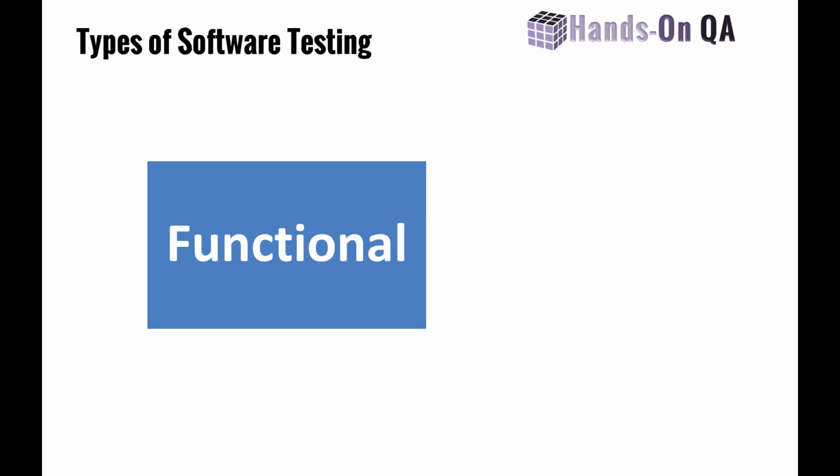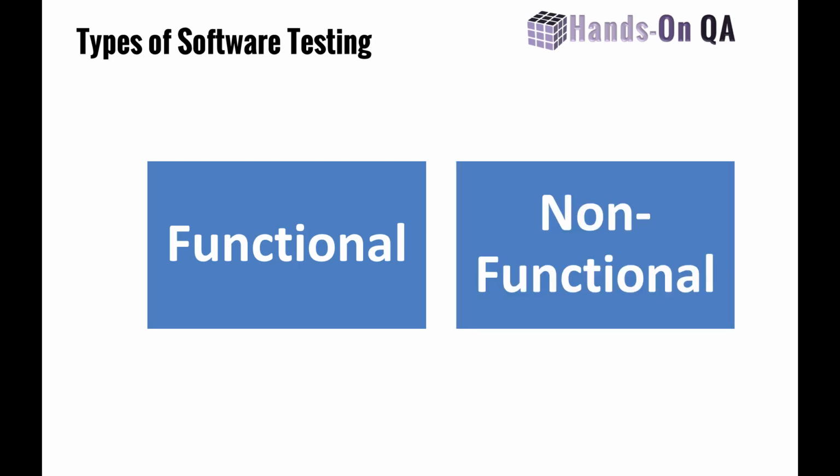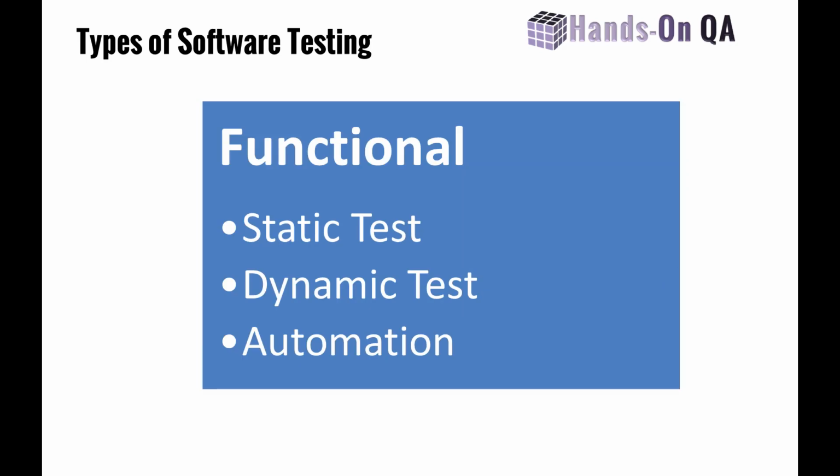The functional test means that you have to test what the software does and what the software must not do. And the non-functional test is related to the non-functional requirements. It's related to the attributes of the software, and we have to measure them as well. We have the functional test. The functional test is divided into static testing and dynamic testing. The dynamic testing can be automated.